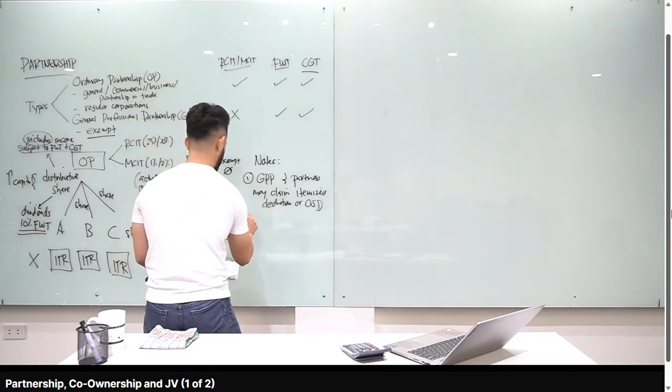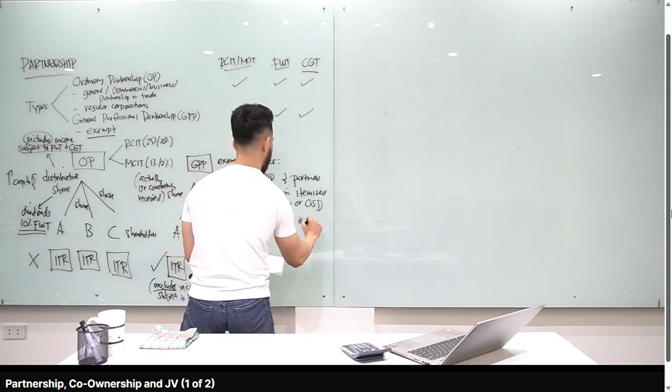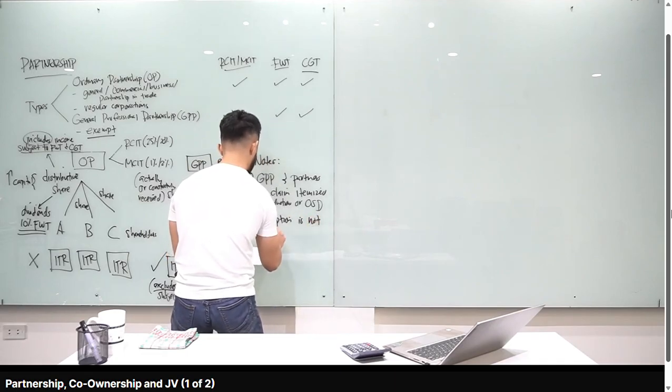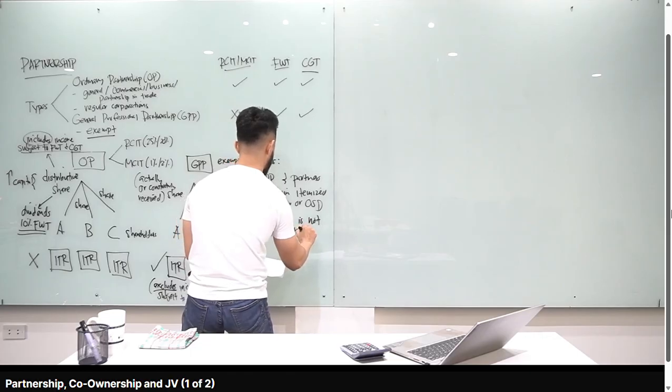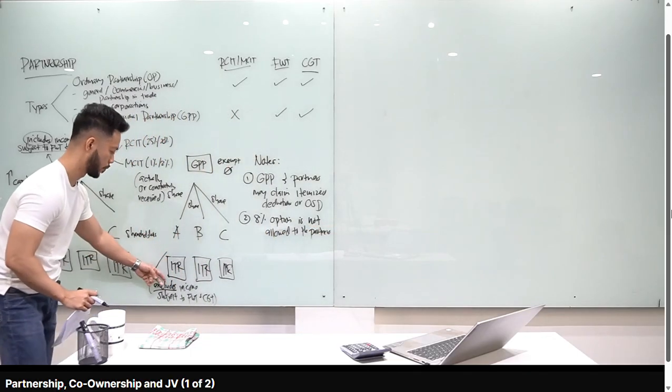Number 2, 8% income tax rate option is not allowed, okay, for or to the partners. Okay? Hindi pwede. So, ibig sabihin, tax table lang talaga yung pwedeng gawin ni partners. Okay? Dito, tax table lang yan.